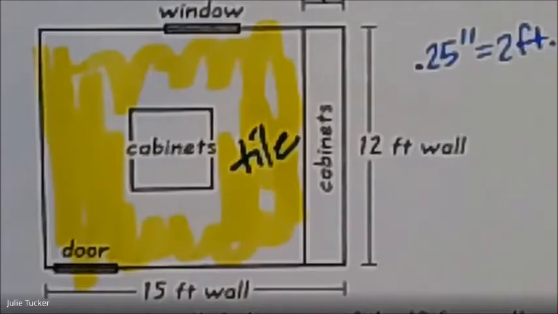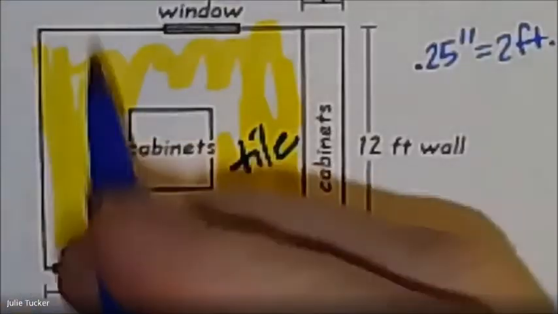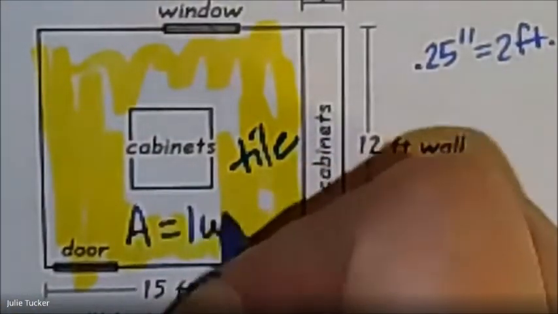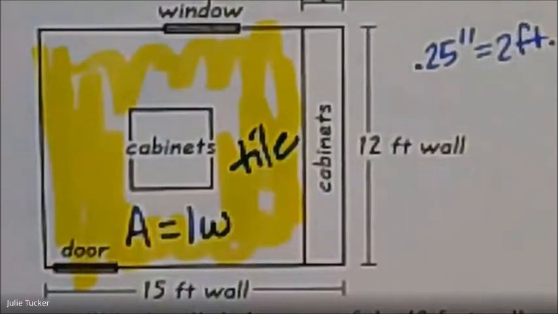We've got to do the area formula. A equals L times W. Okay.